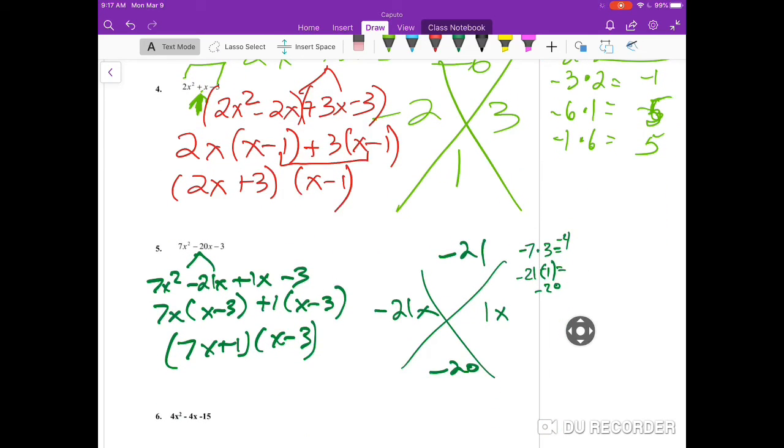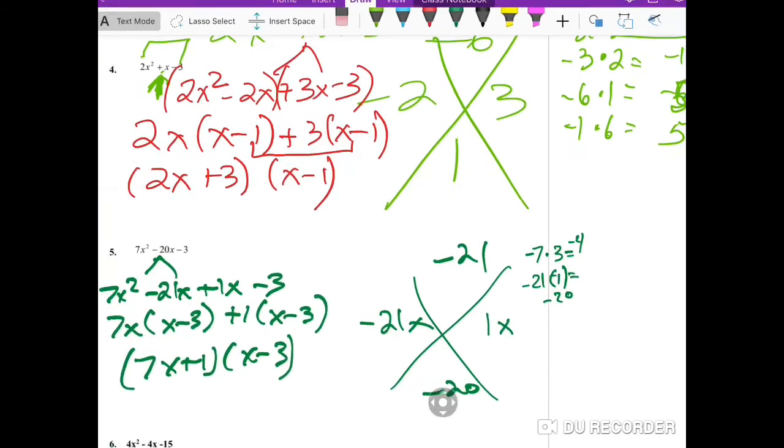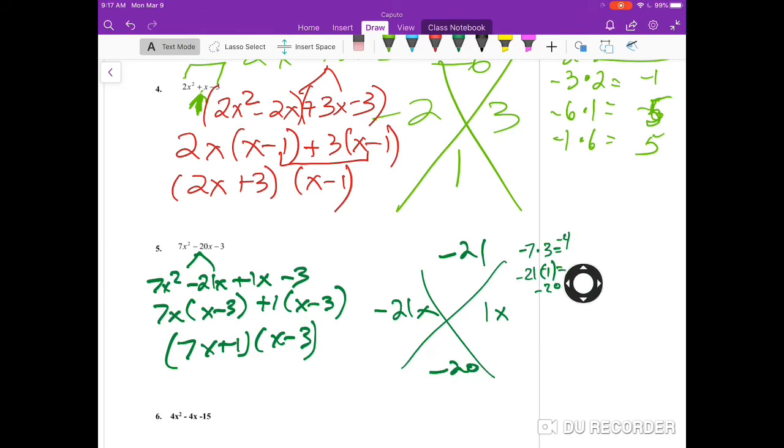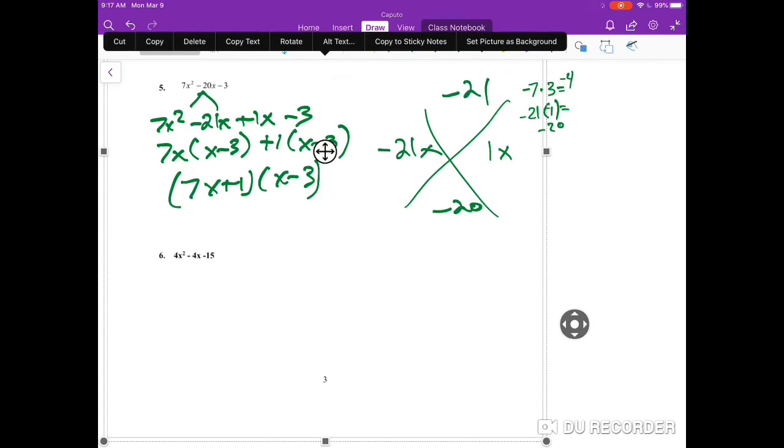Follow me. I have numbers that 7 times negative 3 is negative 21, but they have to add to be negative 20. So I played around with it. Negative 7 times 3, well, that does multiply, but it gives me negative 4, and I don't want negative 4, I want negative 20. So I'm not even close. But negative 21 times a positive 1 is going to give me a negative 20. That's what I want. So negative 21, positive 1. Split them up.